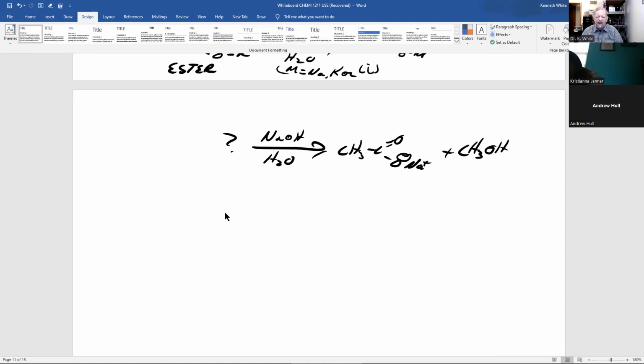And what would you react with sodium hydroxide and water to make those 2 molecules? And this is a synthesis problem. Like I said, there'll be 4 or so on test number 3, which this material will cover.